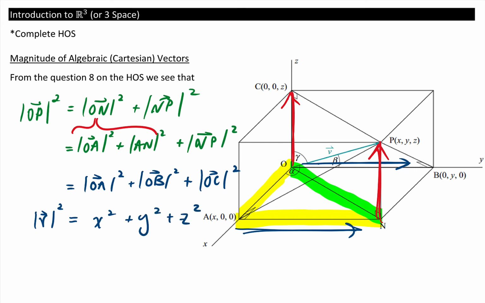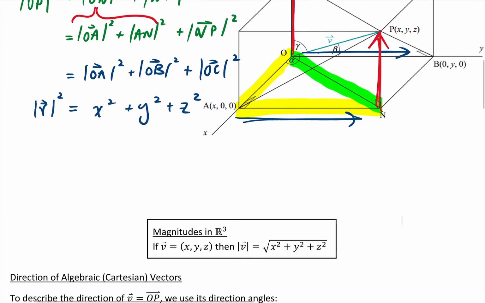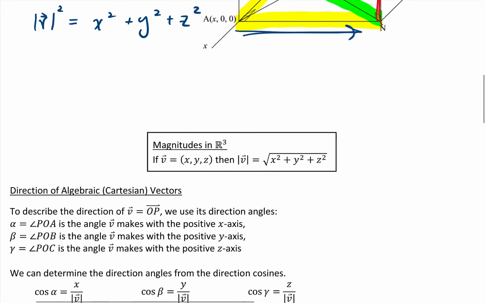So this is like a modified version of Pythagoras' theorem in 3-space. In 2-space, to find the magnitude was the square root of x squared plus y squared. In 3-space, it is just the square root of x squared plus y squared plus z squared. So given a vector v = (x, y, z) in 3-space, its magnitude is the square root of x squared plus y squared plus z squared.